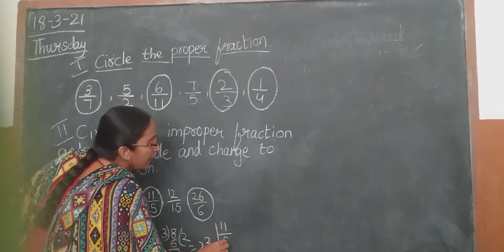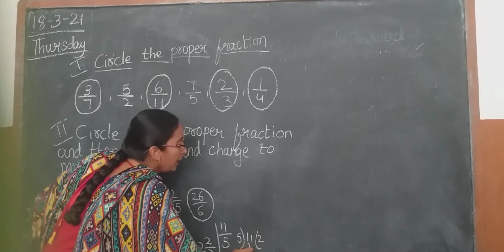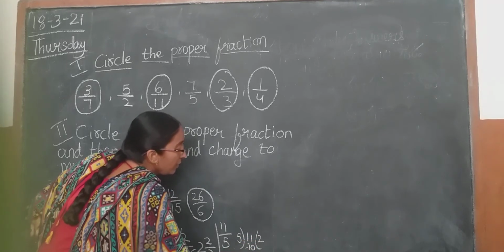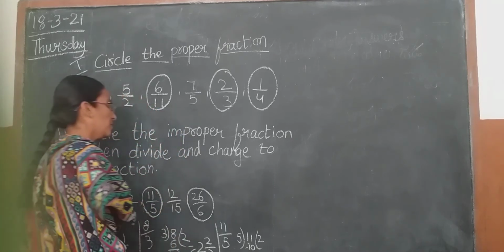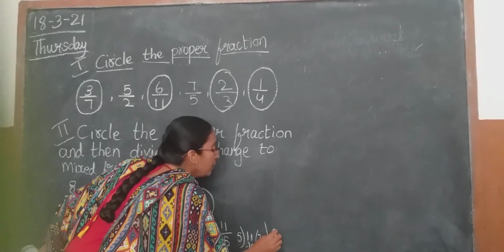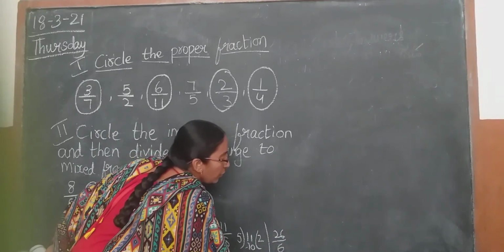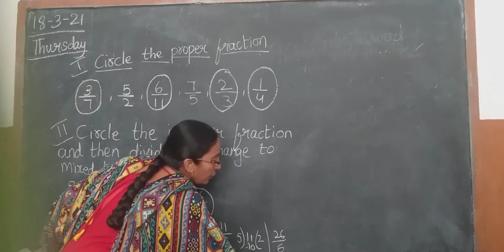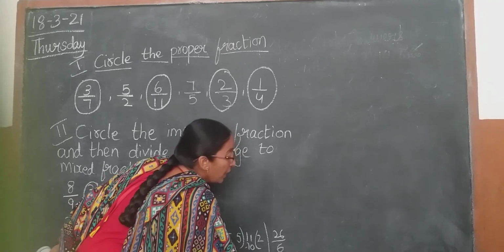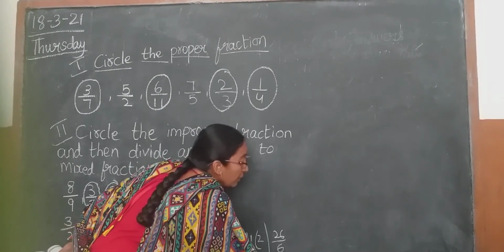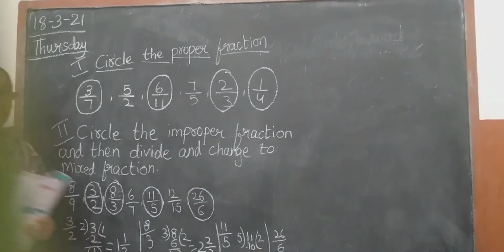11 by 5. 11 divided by 5. 5 2s are 10. 1. That is nothing but 1 by 5. Here, 26 by 2. 6, 26. 6 5s are 30. 6 4s are 24. 2. So how are you going to write this? 4 2 by 6. Come on, write this.